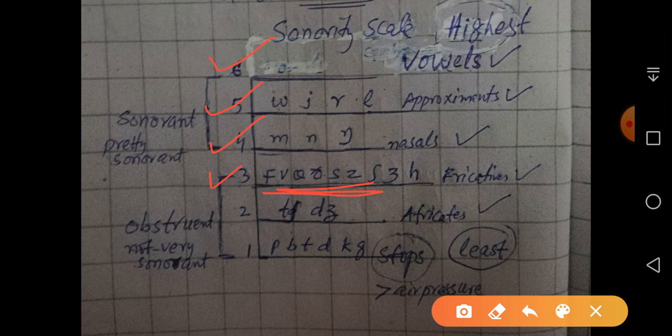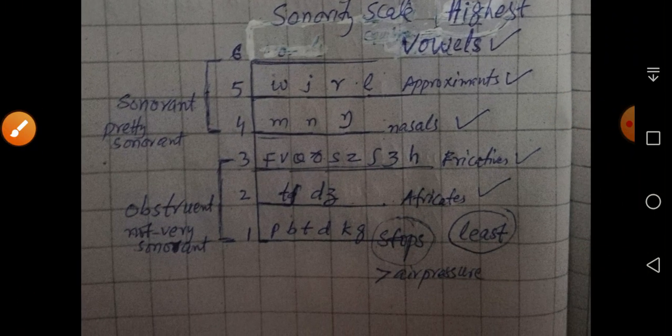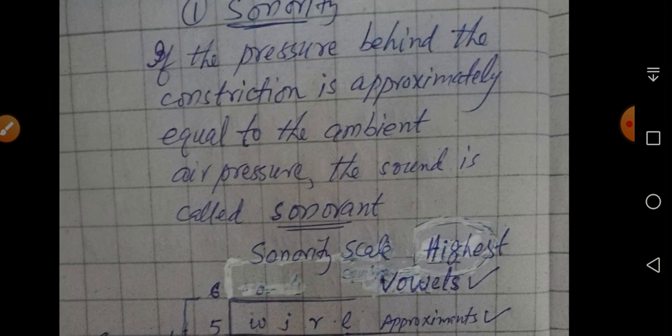So pressure is although not equal to the outside pressure, but still we can say that they are higher on the musicality scale. Then we have affricates, and the last one are stops. So here I have shown this. Let me read the definition of sonority again for you.